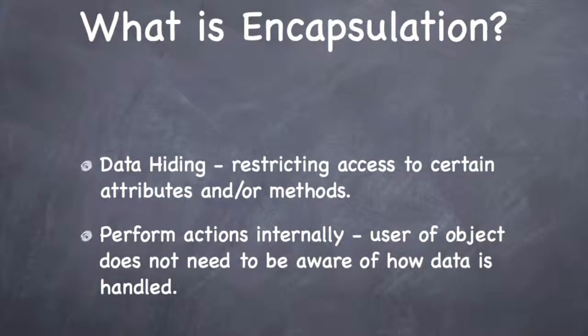What is encapsulation? Encapsulation is also called data hiding. Encapsulation restricts access to certain attributes and/or methods within a class. The theory behind encapsulation is that an object performs all of its data handling and actions internally. The user of an object does not need to know or be aware of how this data is handled. Encapsulation provides a protective wrapper that prevents code and data from misuse and mistakenly being changed from outside the class.